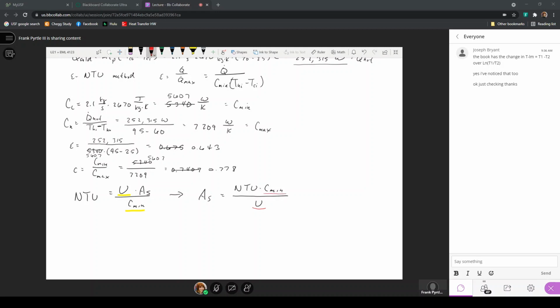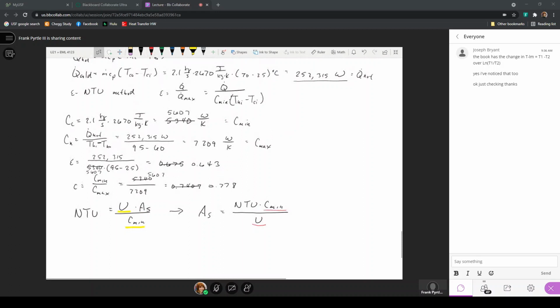The minimum capacity rate was determined once we calculated the mass flow rate times the specific heat for the cold capacity rate. And we calculated the capacity rate of the hot fluid based on the amount of heat that was leaving the hot fluid divided by the hot inlet temperature minus the hot outlet temperature, because we weren't given a mass flow rate for the hot fluid. So we determine the capacity rate of the hot fluid, and we compare the two. The larger of the two is C max, and the lower of the two is C min.